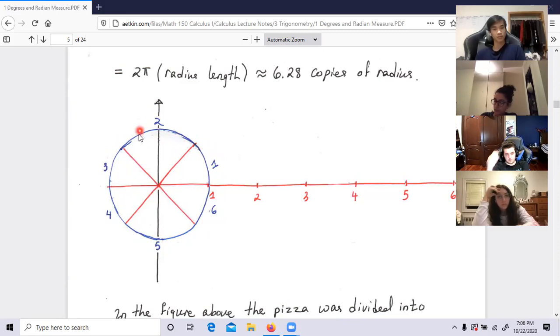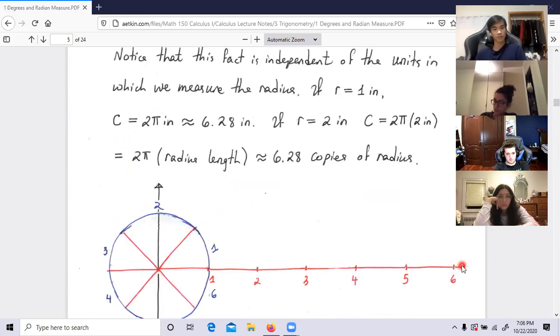And then if I unfold the circumference, I will see that it unfolds all the way to here, and then some. Right? 6 and then 6.28 and then some. Okay, that's roughly the circumference if I just uncoil it. Measured in radius length, that's where you use the word radians, okay? And you can see that if I make a bigger pizza, the radius will be bigger, but still the same number of radii will fit around the circumference.